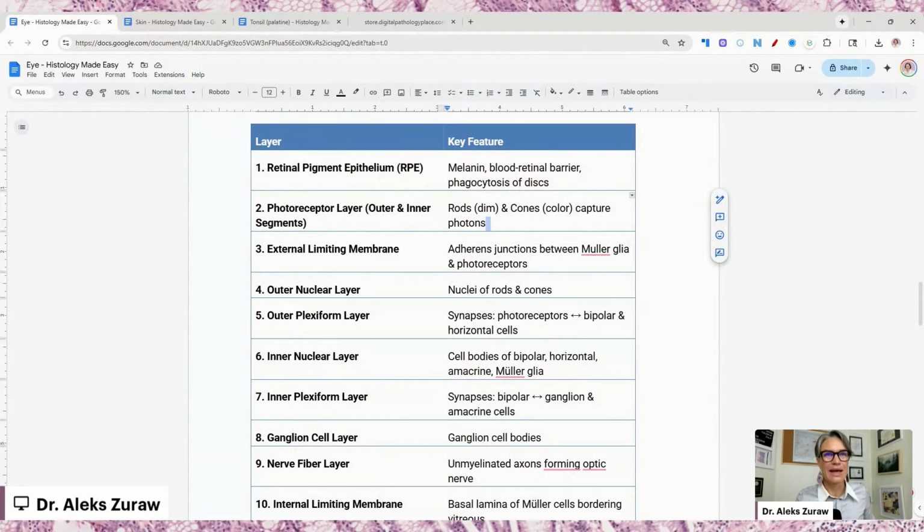So, from the histology standpoint, you can have the RPE, the retinal pigmented epithelium. So this is going to be the thing here.